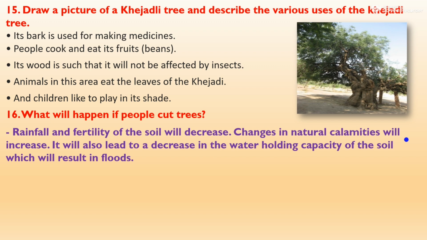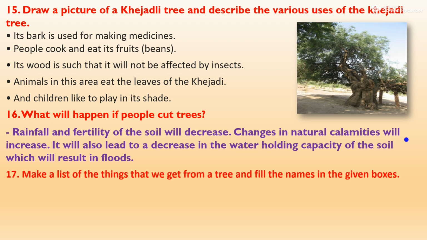It will also lead to a decrease in the water holding capacity of the soil, which will result in floods. Water holding capacity means the capacity to hold water. Our soil holds water when it rains, but if this capacity decreases, the soil cannot hold the rainwater, so the water will flow and cause a flood. So these are the adverse effects of cutting trees. So we should not cut trees.